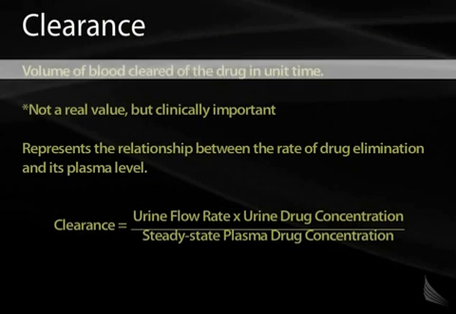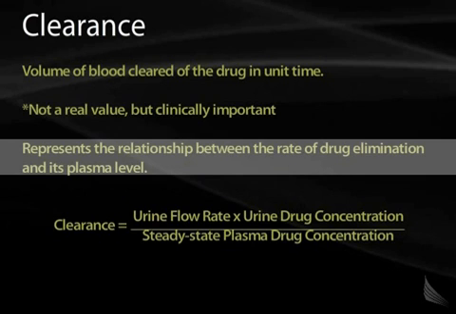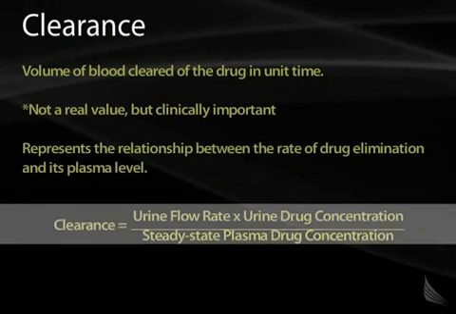Clearance is a concept that is defined as the volume of blood cleared of the drug in unit time. Again, this is not a real value, but it's very clinically important. Clearance is the relationship between the rate of drug elimination and its plasma level. The formula for clearance is basically clearance equals the urine flow rate times the concentration of the drug in the urine over the steady state plasma concentration.